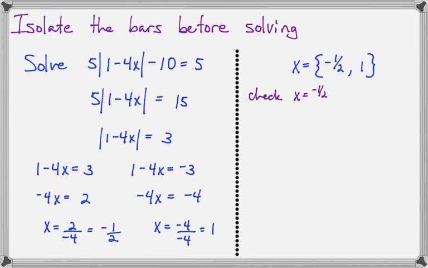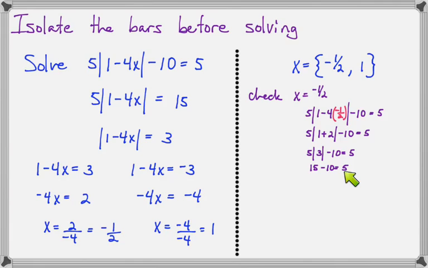So I'm going to plug negative 1/2 back into our original equation and make sure that it's correct. So I will copy the original equation over, except I will copy negative 1/2 in the place of x. So now to simplify, negative 4 times negative 1/2 is going to make positive 2. And 1 plus 2 is 3. And 5 times 3 is 15. And 15 minus 10 is in fact 5, so that solution is correct.